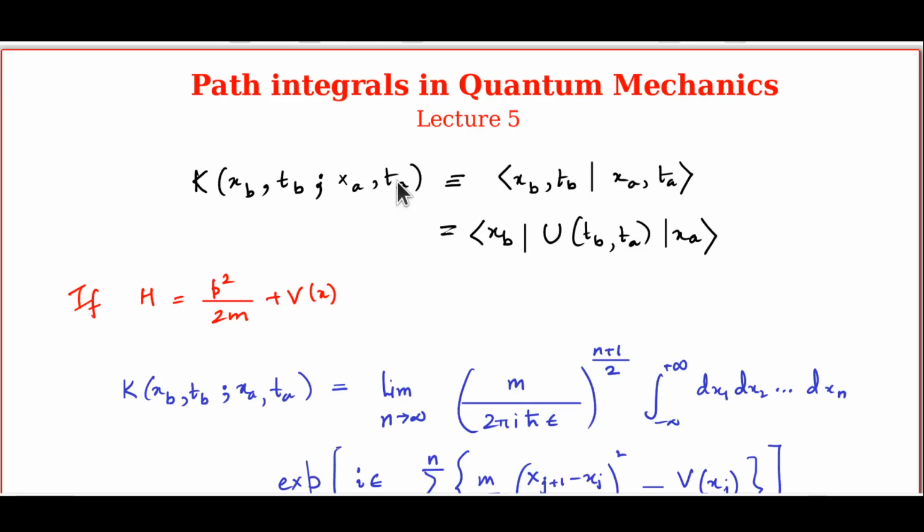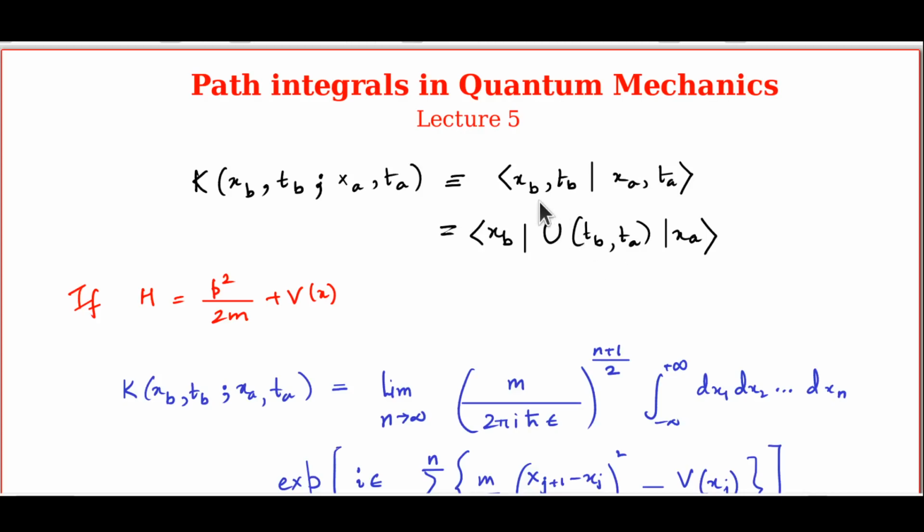Let me remind you that the central player in our story was the propagator K(xb, tb; xa, ta). This basically tells us that if you know that a particle is at xa at time ta, what is the probability amplitude for finding it at the location xb at time tb?